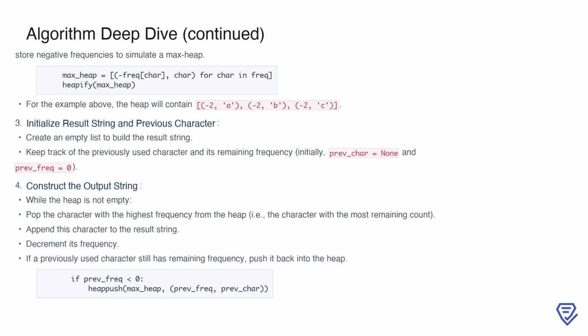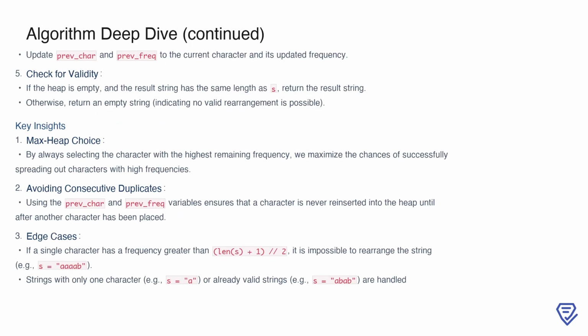This process carefully alternates characters to avoid consecutive duplicates. For example, if A is chosen, it won't be reinserted until after another character, like B, is placed. At this point, we update the previously used character and its frequency to reflect the character that was just placed. This ensures that the algorithm continues to avoid consecutive duplicates. Once the heap is empty, we check if the length of the result string matches the input string. If they match, it means we successfully rearranged the characters, so we return the result string. However, if they don't match, it indicates that no valid arrangement was possible, and we return an empty string.